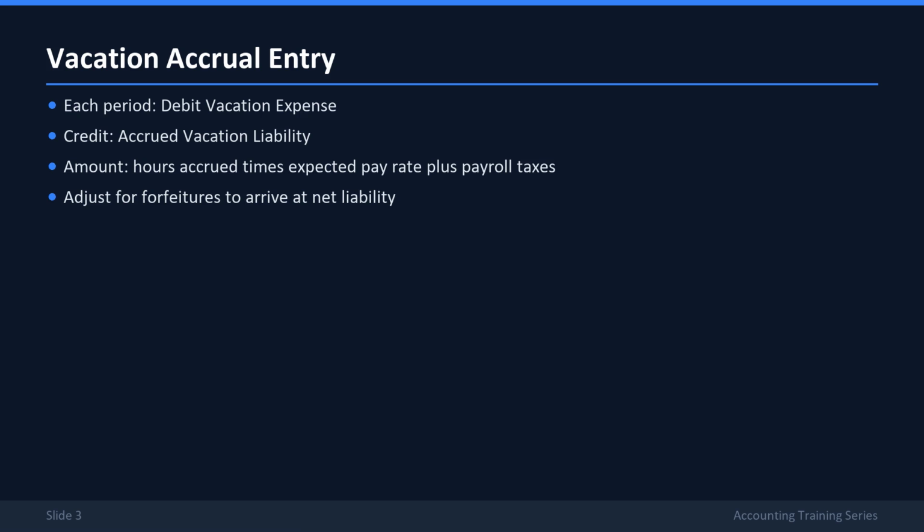The vacation accrual entry is recorded each period as employees earn time off through their service. The debit goes to vacation expense on the income statement, and the credit goes to accrued vacation liability on the balance sheet. The amount is based on the hours accrued during the period multiplied by the expected pay rate plus employer payroll taxes. If the policy includes expected forfeitures, the gross liability is reduced by the forfeiture estimate before recording the net liability.